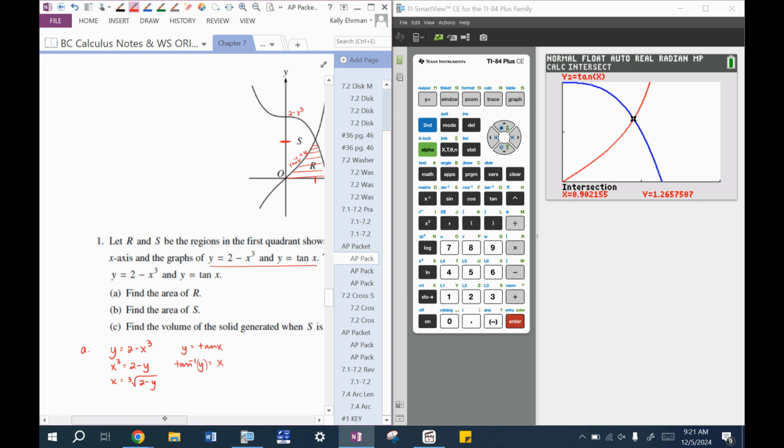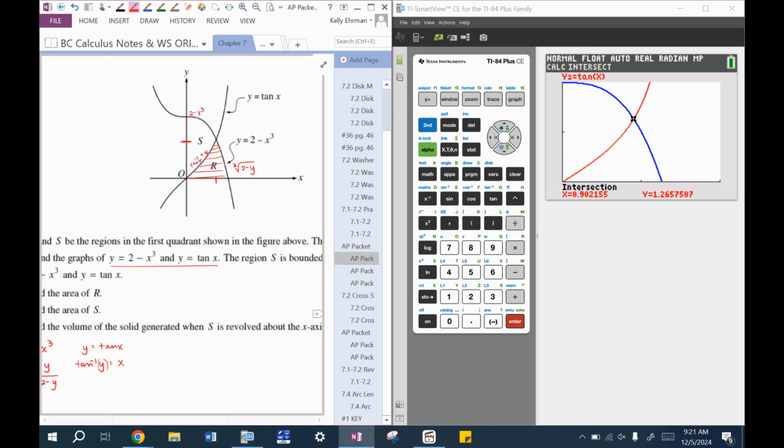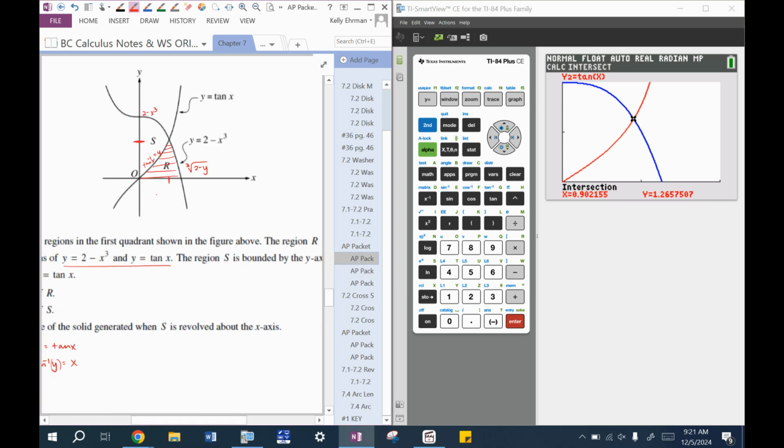Let's write down all of these decimals without rounding them. So the x coordinate, and put them in the right spot, let's call this A. A equals 0.902155. And I'm just going to call this one B. B is 1.2657507.